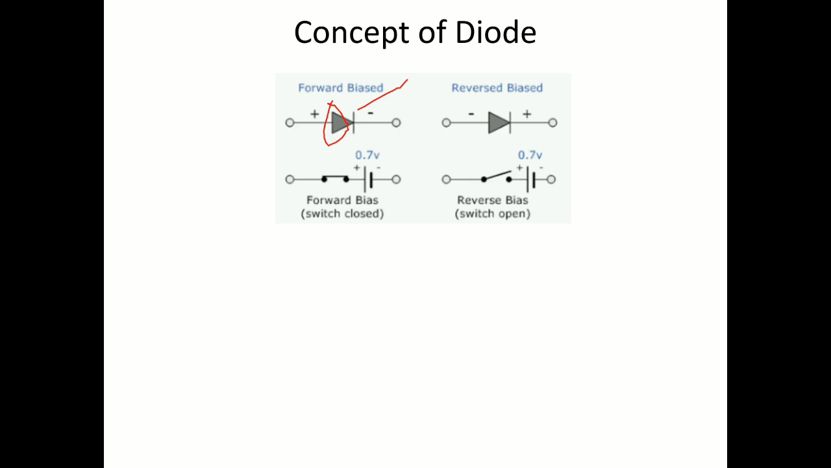That means the switch is closed, and this signifies the short circuit condition in case of electrical domain. On the other hand, if you connect anode to negative terminal and cathode to positive terminal, then in that case the diode is going to be in reverse bias condition, or you can say this is nothing but off state condition, or you can say the switch is open, and in that case we can say that this resembles the open circuit condition in case of electrical domain.